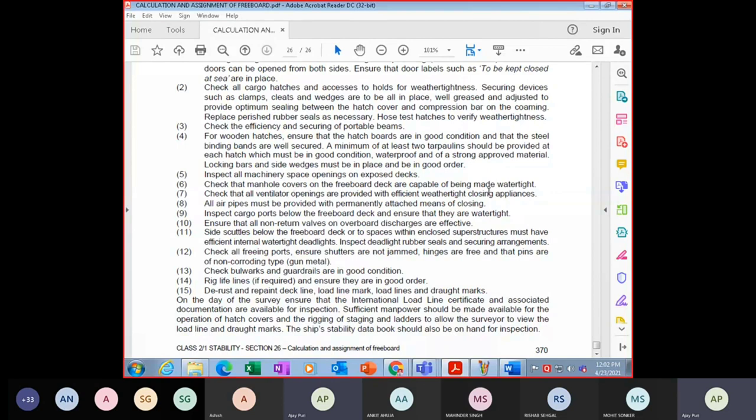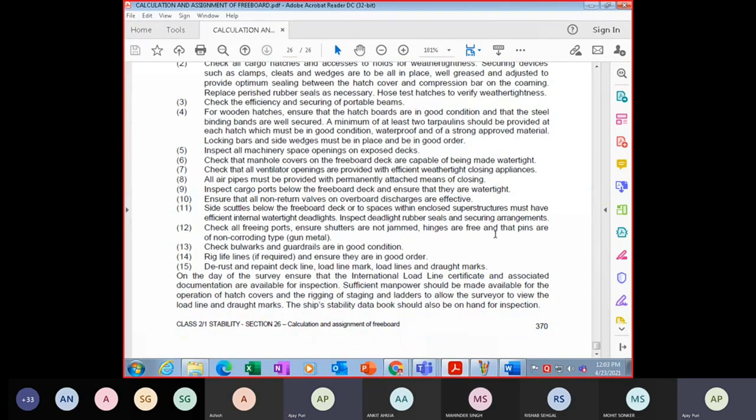Ventilator openings to be weathertight. Sounding pipes to be weathertight. Air pipes to be weathertight. So air pipes will have permanent means of closing. Inspect your cargo ports below your freeboard deck. They will be watertight. Ensure your non-return valves on overboard discharges are effective. Your side scuttles below your freeboard deck or to the spaces within enclosed superstructure must have internal watertight deadlights. Or you have to inspect the deadlight seals, rubber seals, and securing arrangement, because this is watertight.